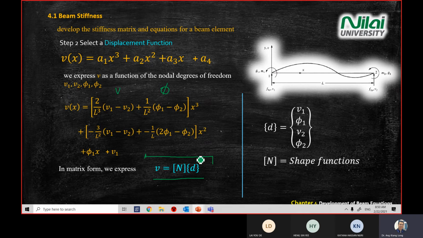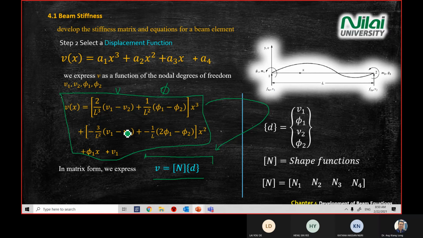Just memorize this form, this equation, and then we're going to transform the equation that you see on the screen into matrix form. So we have the shape function N and the displacement that we already defined. For a beam, displacement has vertical displacement and rotation. So we have 4 shape functions here, N1, N2, N3 and N4.